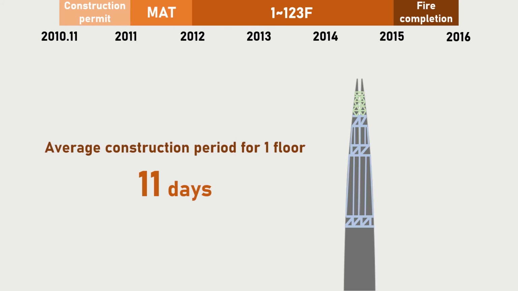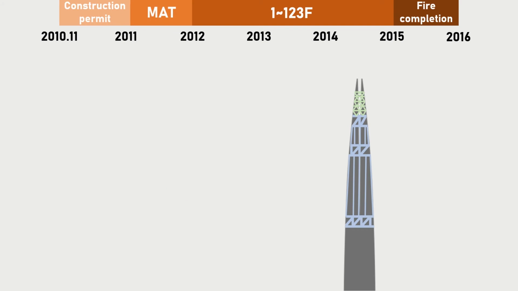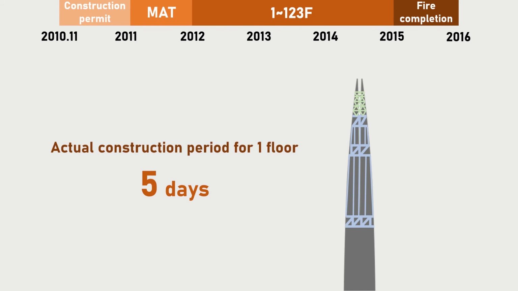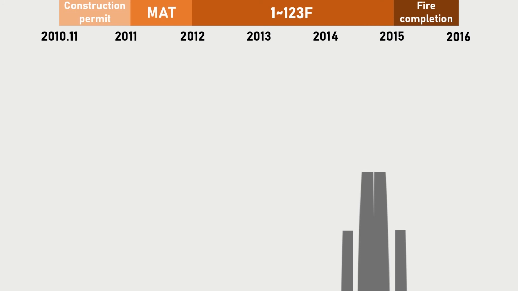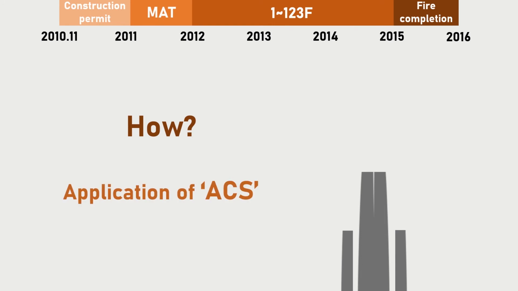This is the period during which construction was suspended and the installation of outrigger and buttresses on a specific floor was taken into account. In fact, one floor could be raised every 5 days. How? The key to being able to construct so quickly lies in the application of a special form called ACS.